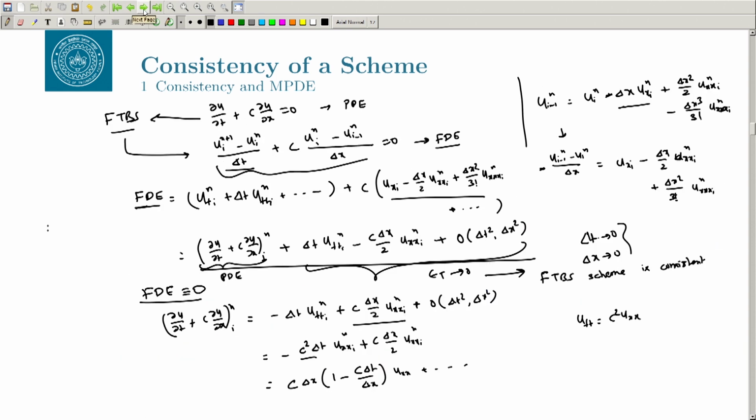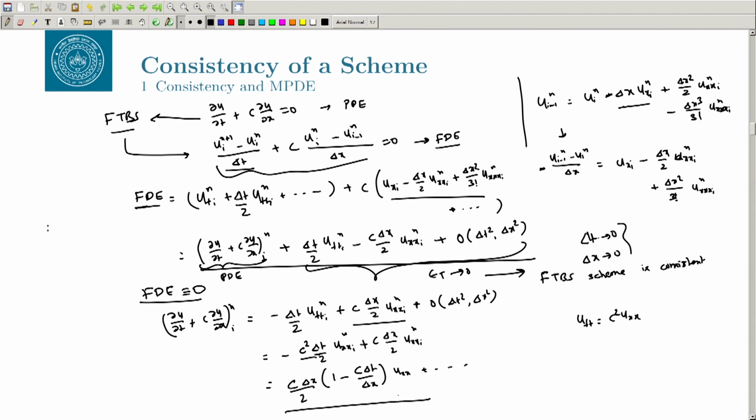Okay, there is a delta T by 2 also here. So, that is what I was missing. So, this is delta x by 2, this is delta T by 2. Okay. So, C square delta T by 2. So, that will become C delta x by 2 times (1 minus C delta T by delta x). Okay. So, this factor.